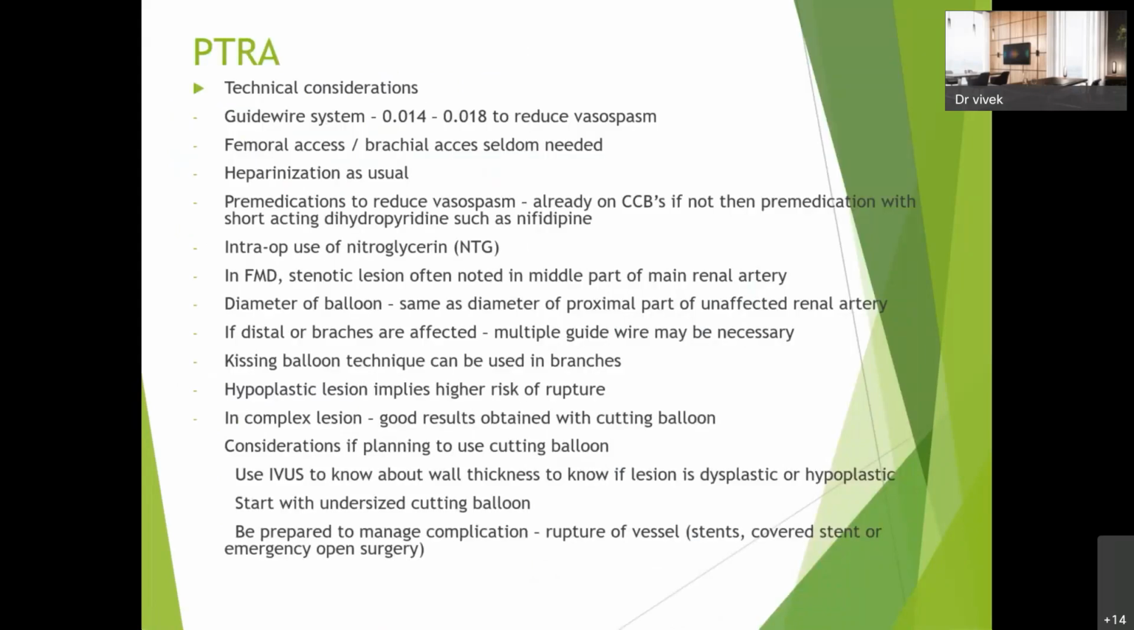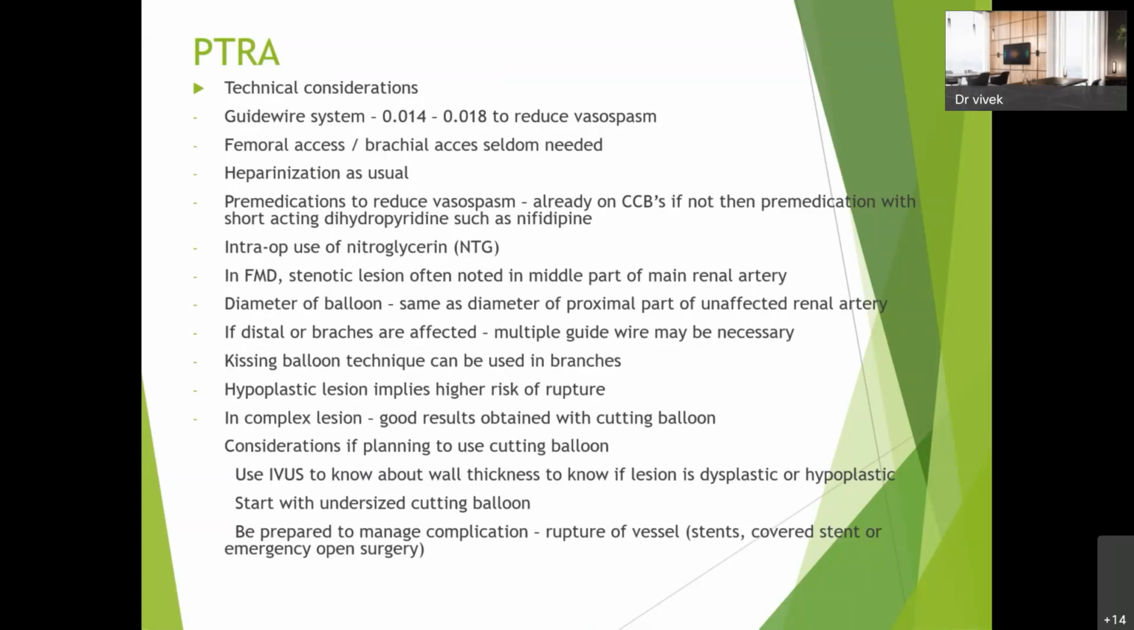Technical considerations during PTRA are use of smaller systems, 4F or 5F systems, to reduce the vasospasm. Femoral access is usually used and heparinization is done as usual. Pre-medication to reduce vasospasm can be done, and dihydropyridines such as nifedipine are usually used. Intraoperative nitroglycerin can also be used, and a dosage of 0.15 mg of NTG is given into the renal artery just after catheterization in stable patients.